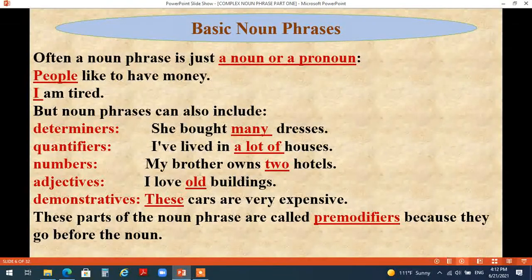These parts of the noun phrase, اللي هي determiners or quantifiers or numbers or adjectives or even demonstratives، نسميها pre-modifiers. والسبب because they go before the noun، لأنها تأتي قبل الاسم، لذلك نطلق عليها اسم pre-modifiers.